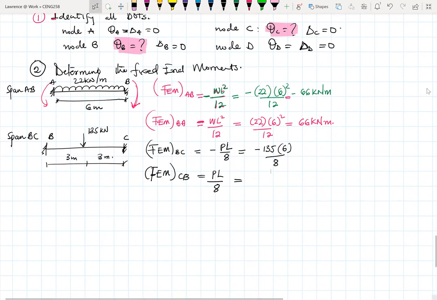And then we have, what's the answer? Let me see if I have the answer right here. So that'll give us minus 101.25 kilonewton meters. And then this becomes 135 times 6 over 8, and we get 101.25.